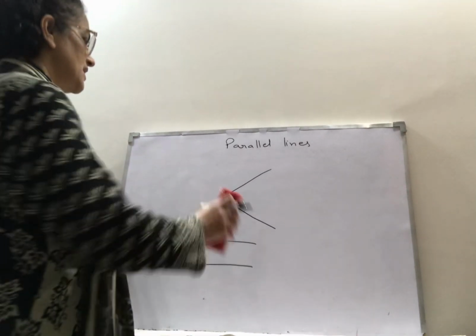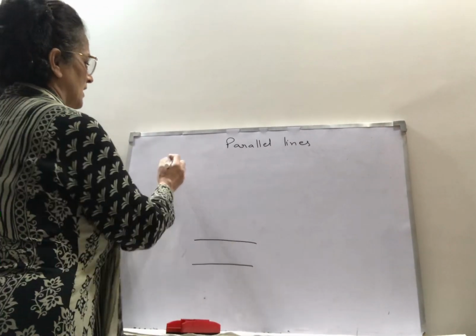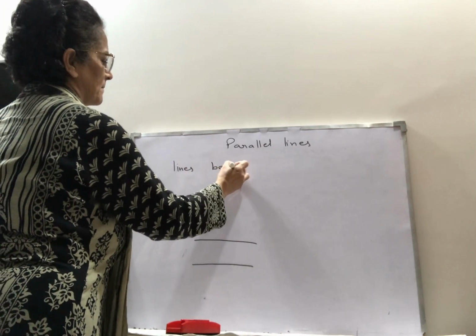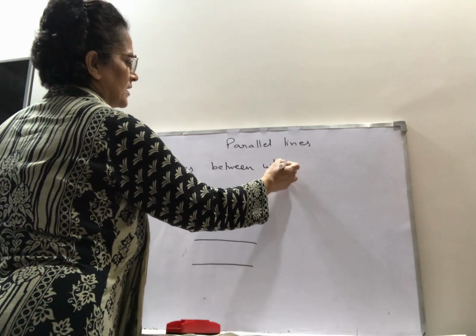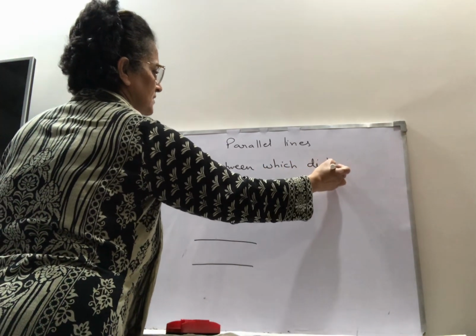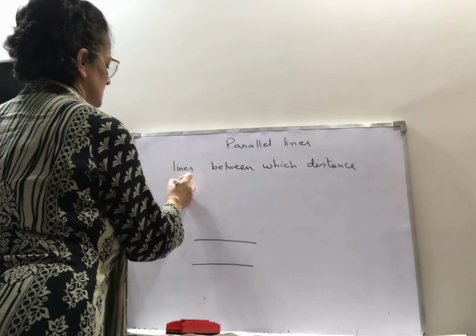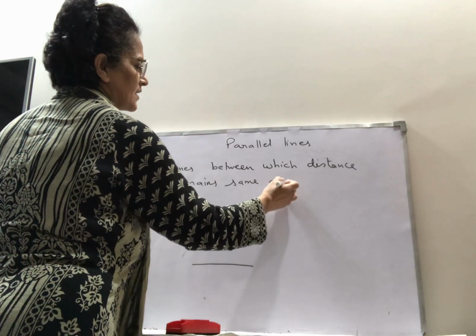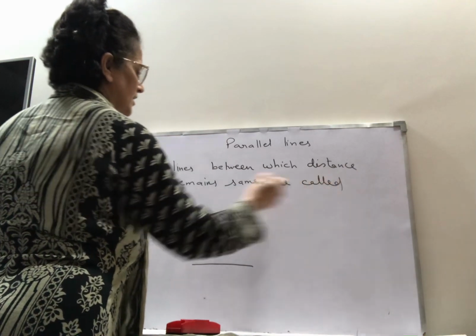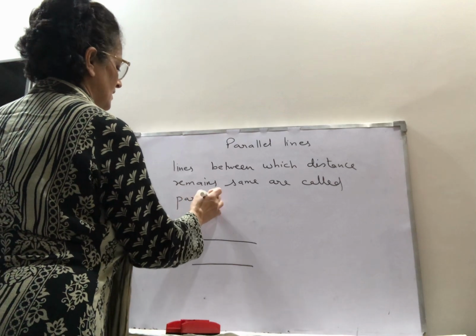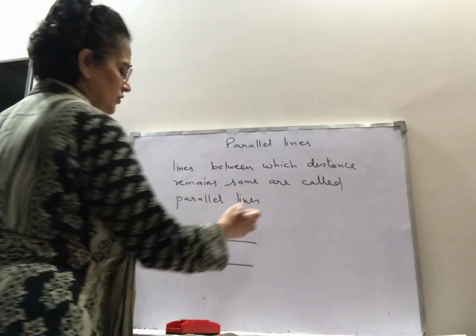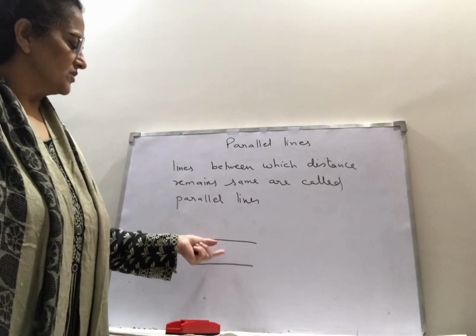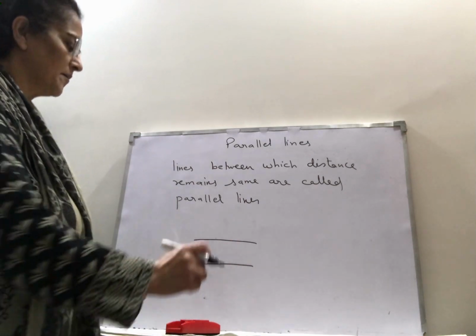So you can say lines between which distance remains same are called parallel lines. You have seen your railway tracks, they are running parallel to each other. So these are my parallel lines.